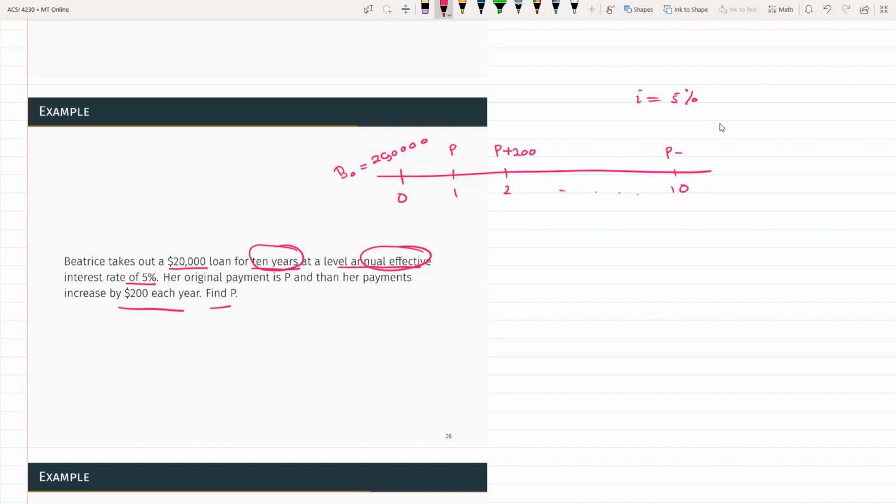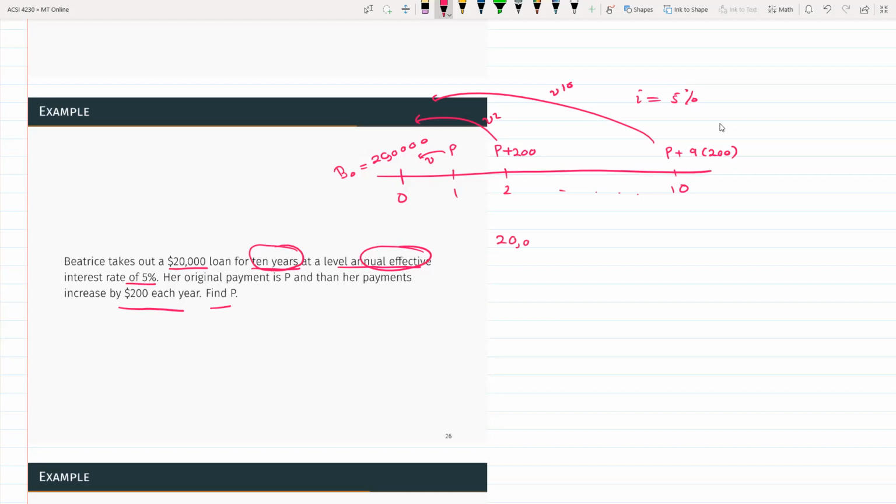And this would be what? P plus 9 times 200. So we want to find the payment P. Even though it says a loan, you can right away see this is really an annuity problem. So how do you find P? You take the discounted values of these cash flows. Basically this one multiplied by v, this one v squared, this one v to the 10, and you need to make it equal to 20,000.